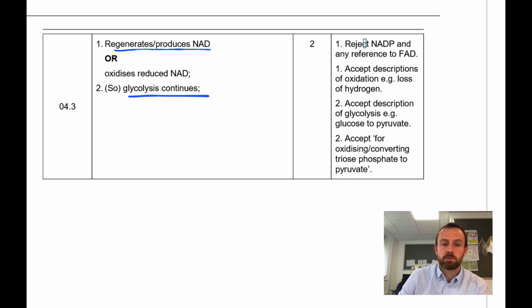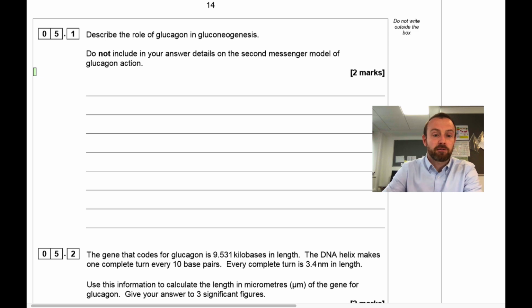Easy mistake to make, so I'm going to highlight this over here. Reject NADP, okay, because NADP is photosynthesis, and also reject any reference to FAD. FAD is not involved in glycolysis. It is a coenzyme. It is involved in the Krebs cycle, but not in glycolysis. Okay, on to question 5.